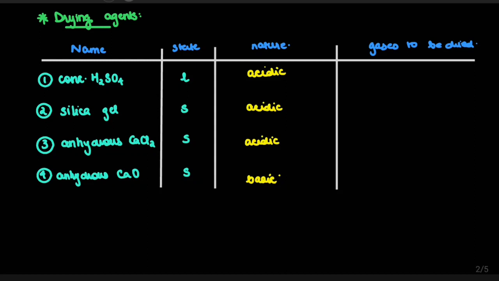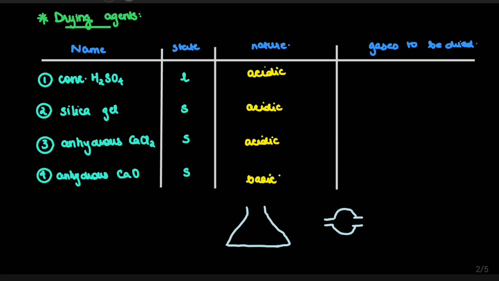Now you need to know its state symbol. It's actually liquid. Why do you need to know the state symbol? Because if it's a liquid, you're going to put the drying agent inside a flask. However, if it's a solid, you're going to put it inside a special apparatus drawn like this. Silica gel is also solid, anhydrous calcium chloride is solid, and anhydrous calcium oxide is also solid.